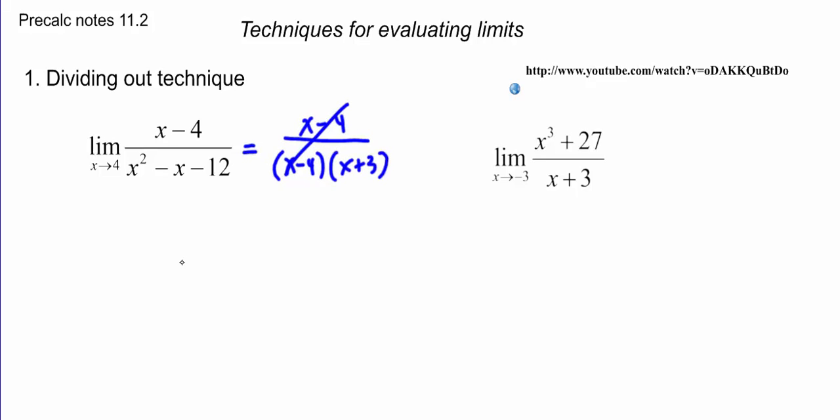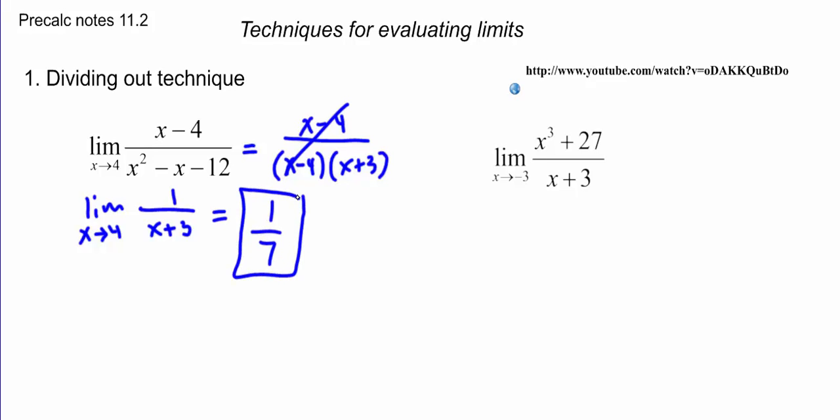And then we could cancel those two terms and basically consider it to be the limit as x approaches 4 of 1 over x plus 3. And that we can actually just plug in directly. So we can use substitution and we'd get 1/7. All right, now that one would actually be a hole in the graph. If you wanted to graph that on your calculator, you could see that you'd have a hole there, but the limit still exists because it's approaching 1/7 both from the left and the right.